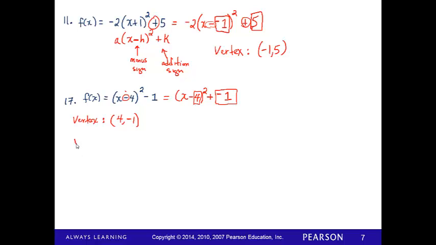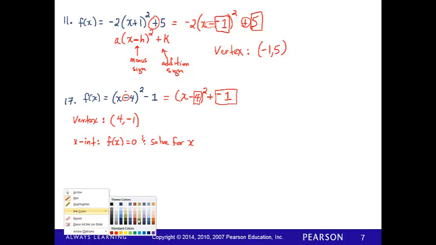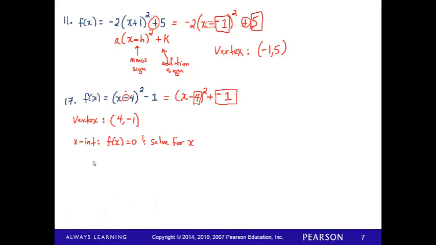Okay, let's find our x-intercepts. To find your x-intercepts, as I said, you replace f of x with 0 and solve for x. So we have (x - 4) squared minus 1 equals 0. All I did was put 0 on the right side instead of the left side, which is fine. Then let's solve for x. You add 1 on both sides, and you get (x - 4) squared equals 1.